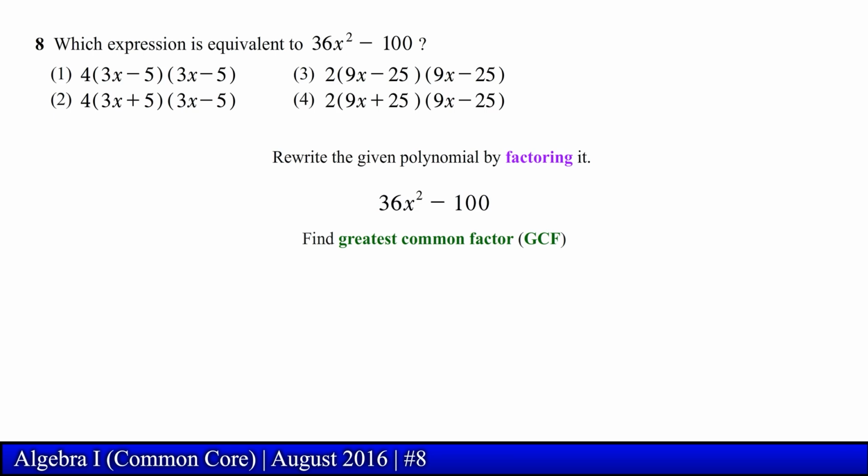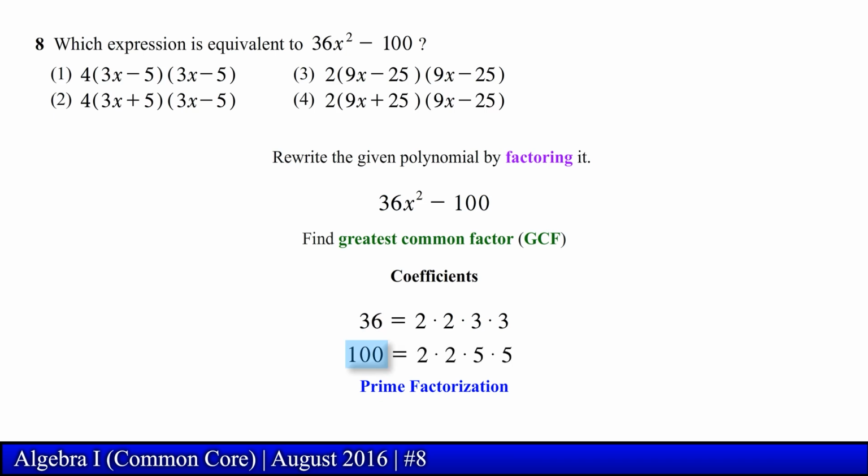We first need to identify a common factor between the coefficients of the terms, in this case, 36 and 100. The common factor between 36 and 100 can be found by inspection, or you can write the prime factorization of each number and determine the factors that both 36 and 100 have in common. The prime factorization of 36 is 2 times 2 times 3 times 3. The prime factorization of 100 is 2 times 2 times 5 times 5. Both numbers have 2 times 2 in common, so the greatest common coefficient is 4.